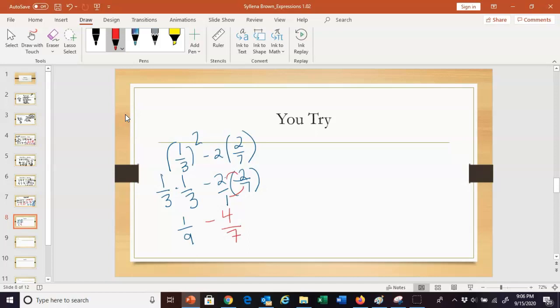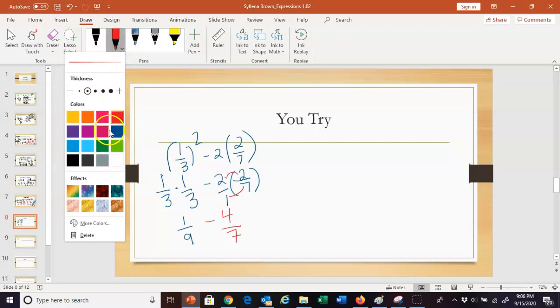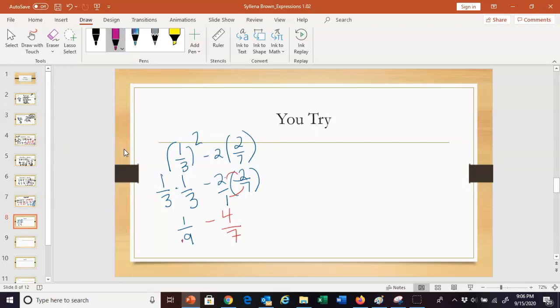All right, now we're doing subtraction, right? So remember, with addition and subtraction, we need the denominators to match. So I'm going to multiply this side by whatever's on the other one, the 7, and similarly this by the 9. So we're going to have 7 over 63 minus 36 over 63.